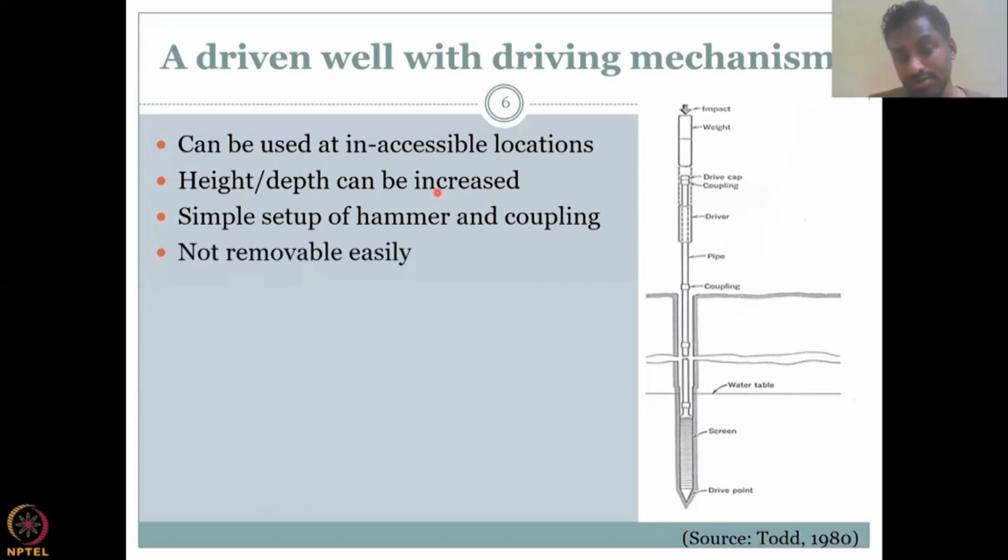Not removable easily. So that's another point. The other wells you can close. For example, the dug well, if it is not working, closing or putting a fence around it is fine. Here, all the tube that you put in is going to be there. It's not easy to remove a well.